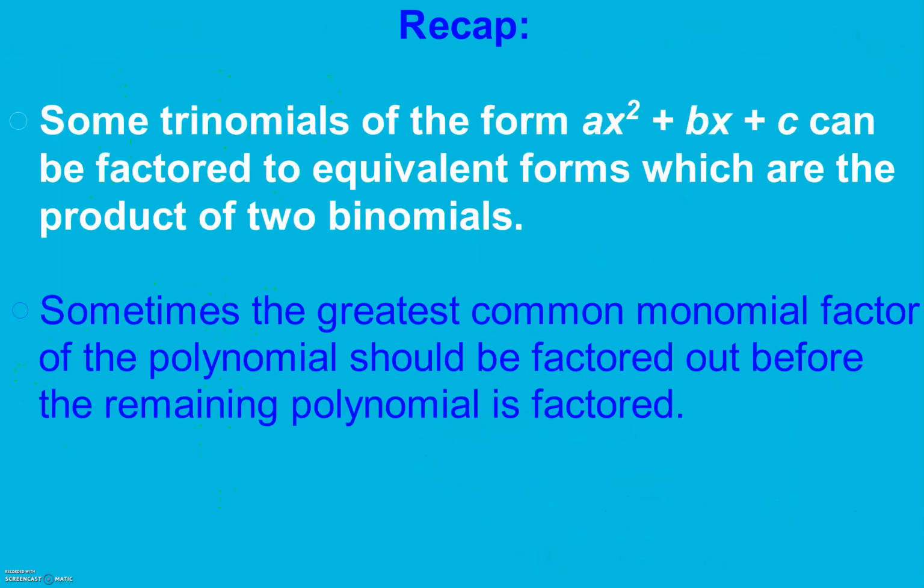Here's a quick recap here on section 8.6. Some trinomials of the form ax squared plus bx plus c can be factored to equivalent forms, which are the product of two binomials. Sometimes the greatest common monomial factor of the polynomial needs to be factored out before the remaining polynomial is factored. And that's all I have for section 8.6.